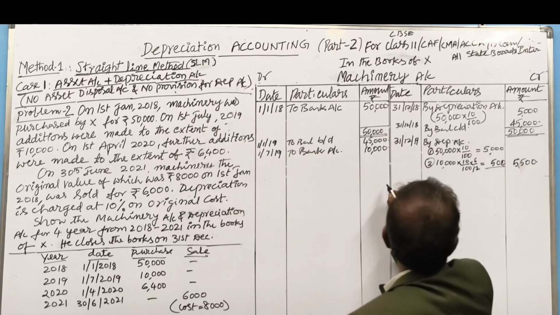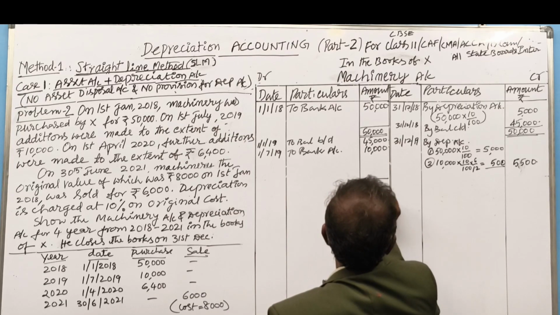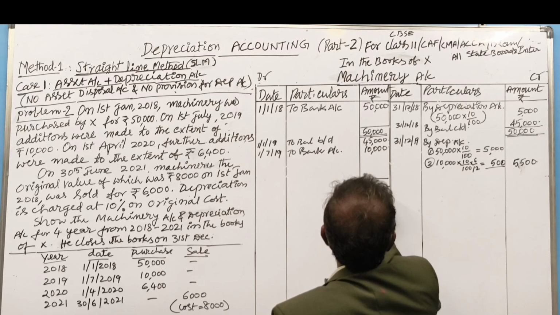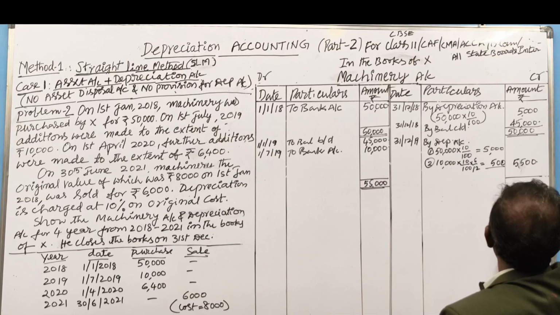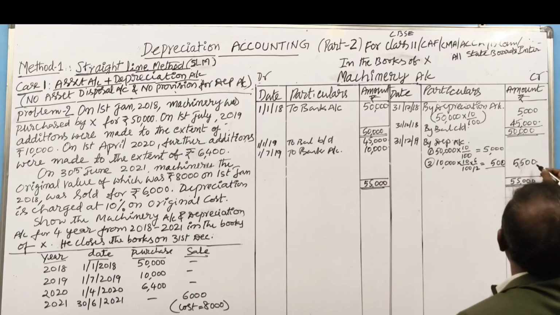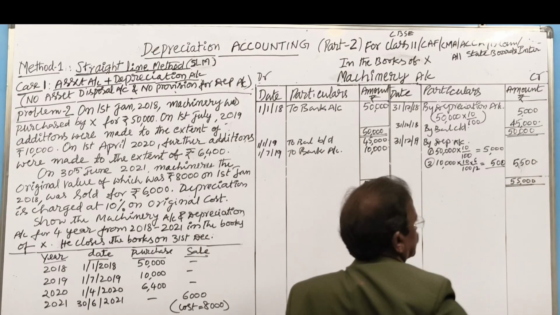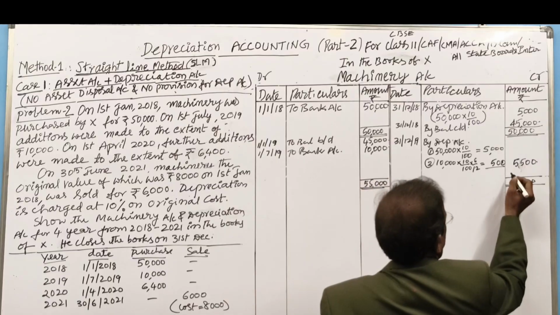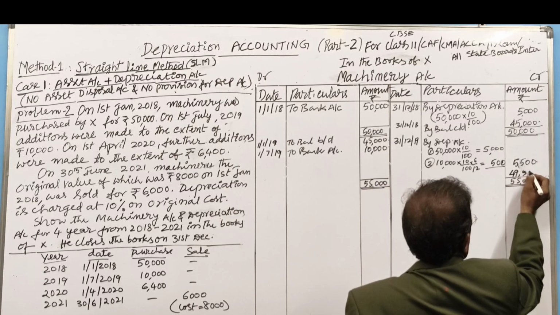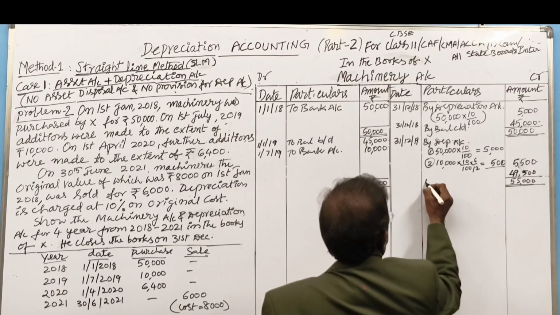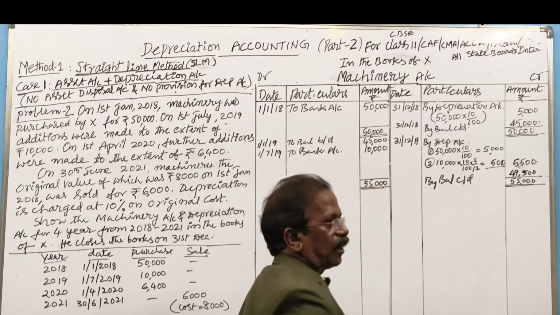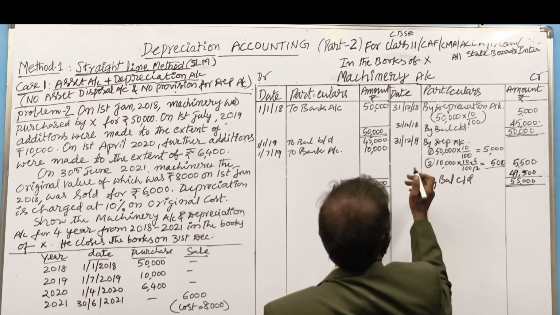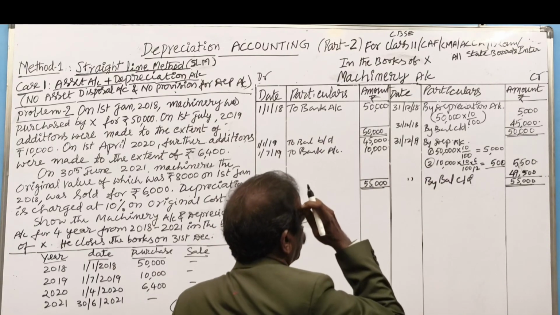Now you have to take the balance. Take the debit side total, 55,000. Put the same amount on the credit side, 55,000. 55,000 minus this 5,500 is 49,500. This is to be written as by balance carried down. Date, end of the year. You can simply put ditto.